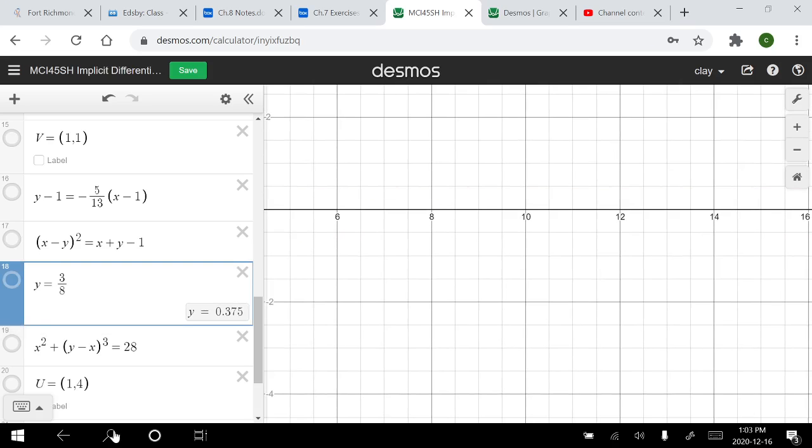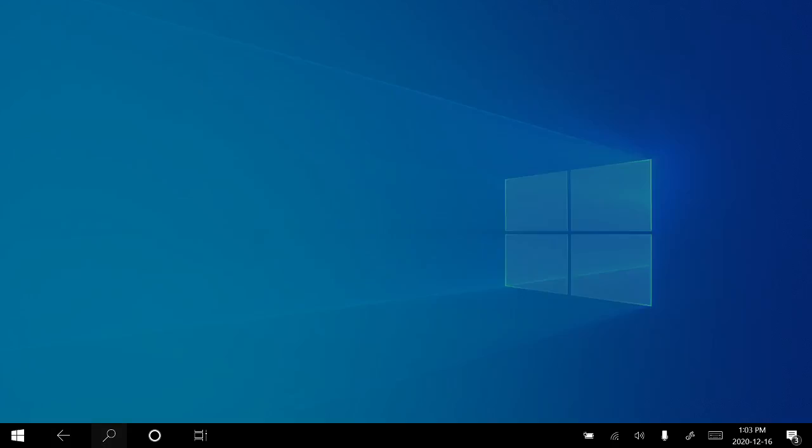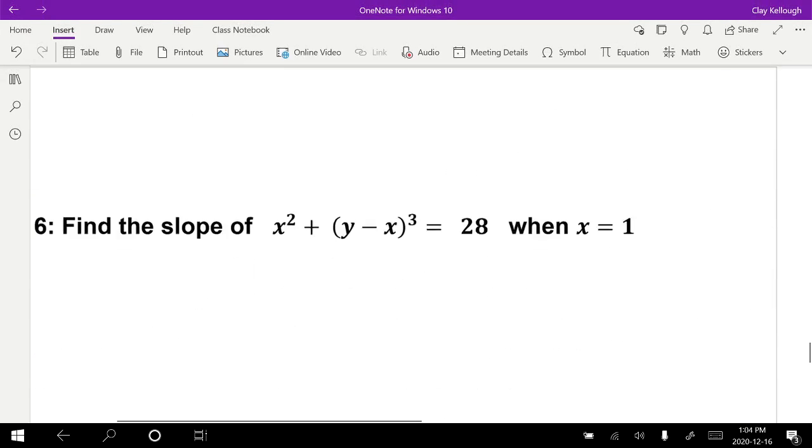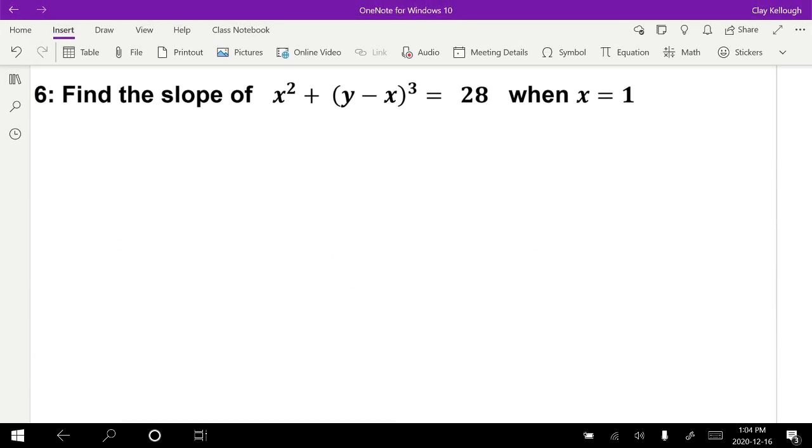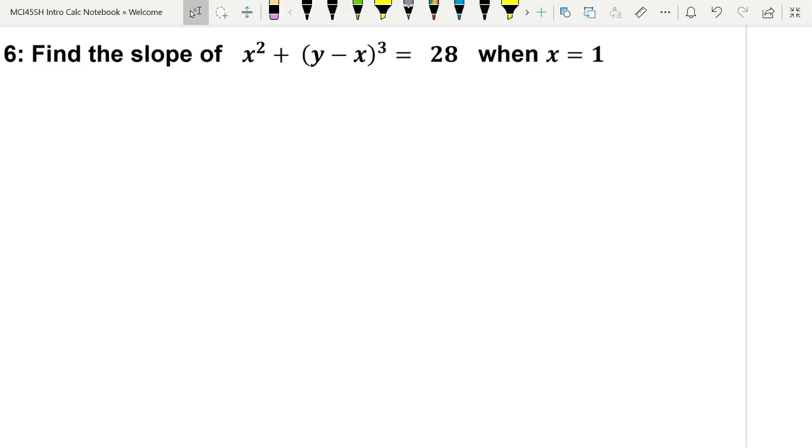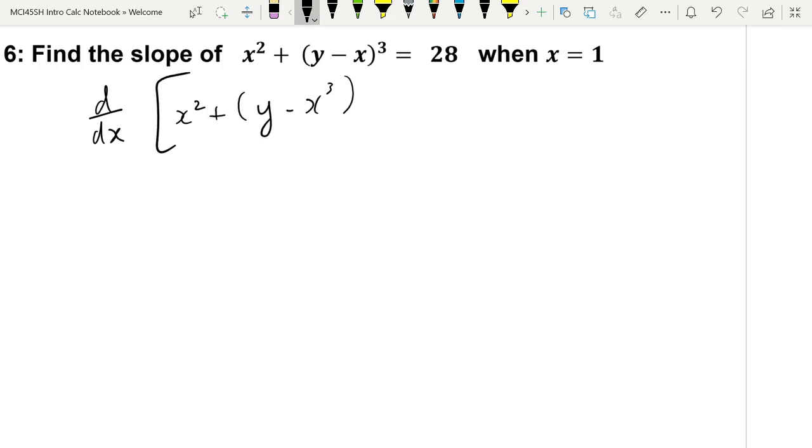Let's do one more example. Example 6, find the slope of that. Okay, so once again, it would be really hard to isolate that y, so we're going to do this using implicit differentiation method 2. So the derivative with respect to x of x squared plus, I should probably put that in a square bracket, x squared plus curved bracket y minus x cubed.